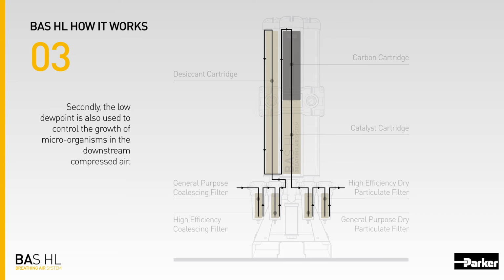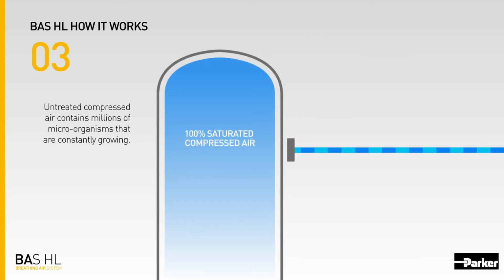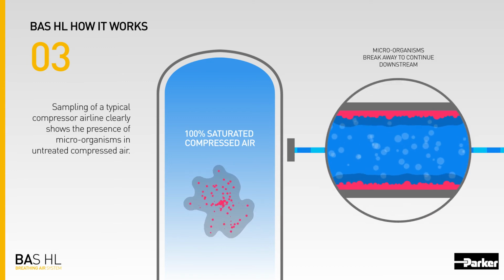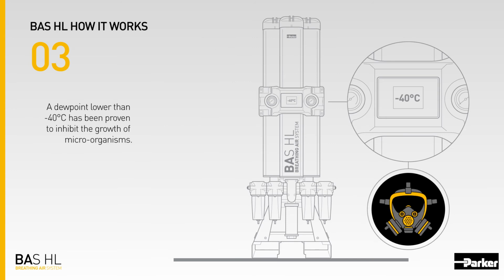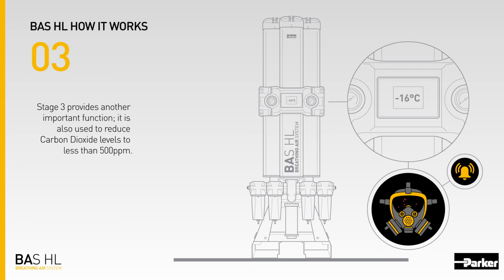Secondly, the low dew point is also used to control the growth of microorganisms in the downstream compressed air. Untreated compressed air contains millions of microorganisms that are constantly growing. Sampling of a typical compressor airline clearly shows the presence of microorganisms in untreated compressed air. A dew point lower than -40 degrees Celsius has been proven to inhibit the growth of microorganisms. Reducing the quantity of microorganisms present also improves the reduction performance of final filters. Stage 3 provides another important function. It is also used to reduce carbon dioxide levels to less than 500 parts per million.